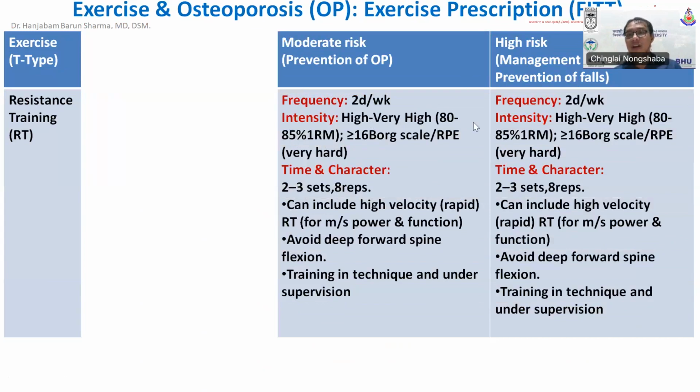Similarly, for moderate and high risk, the same things we can do. But the point you have to understand for the high risk and moderate risk is the principle of individuality you have to follow. For example, you don't start with high intensity; the intensity can be mild to moderate, and then slowly we can build up. So always follow the principle of progressive overload. Always start low and go slow. Slowly you can build up.